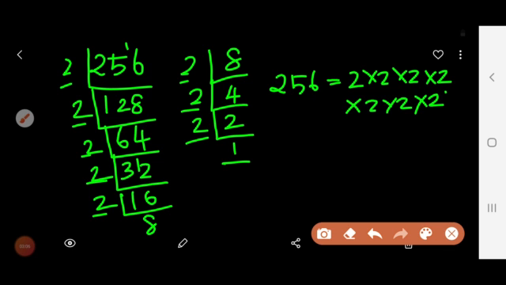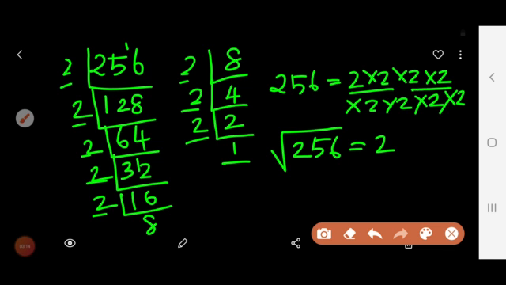Next, the square root of 256. Instead of these two, we choose only one 2. Instead of these two, we have to choose only one. So we need to pair the elements while taking the square root. We need to pair, and from each pair we have to write only one.